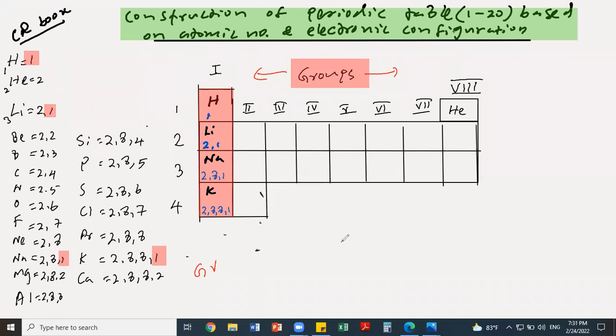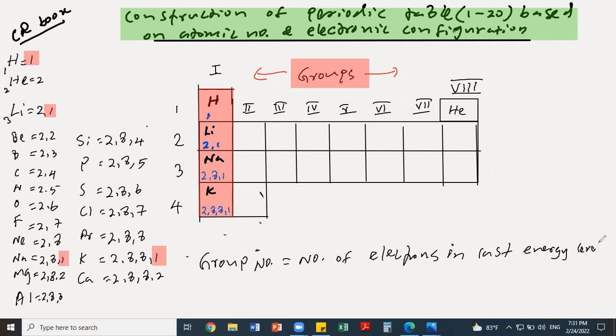Now, group number is equal to the number of electrons in the last energy level. I'll write it separately. Group number is equal to what? Number of electrons. If there's 1 electron, group 1. If there are 2 electrons, group 2. Number of electrons available in the last energy level is equal to the group number. Is that clear? Group number is equal to what? Number of electrons in the last energy level.